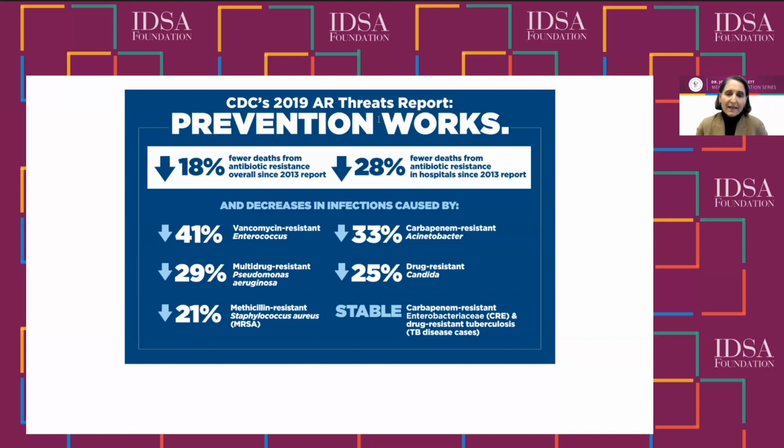So in the United States, the CDC in 2013 published their first antibiotic resistance threat report, follow-up in 2019. And in 2019, they found that the interventions that had been going on during that period of time, the number of deaths and the number of infections due to their high priority target antibiotic resistant organisms were decreased in almost every category. Next slide.